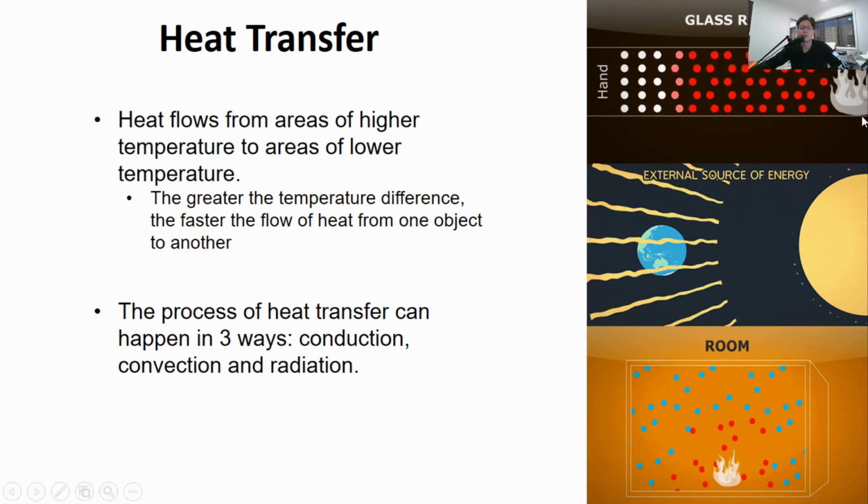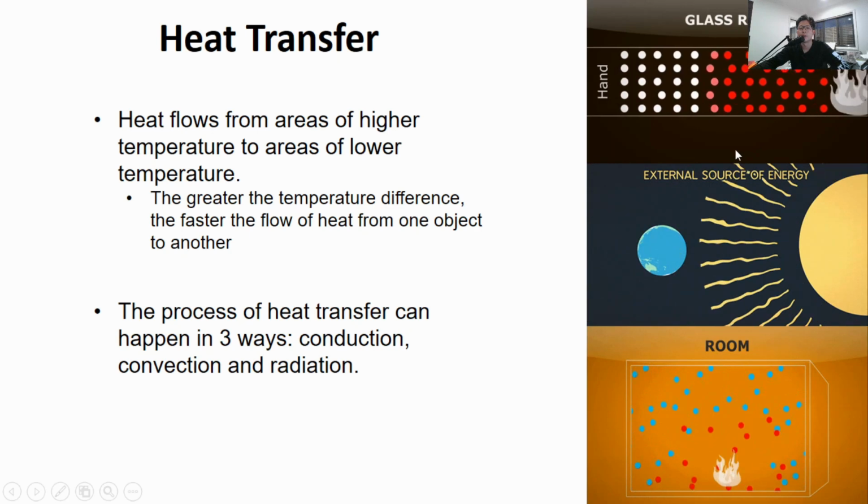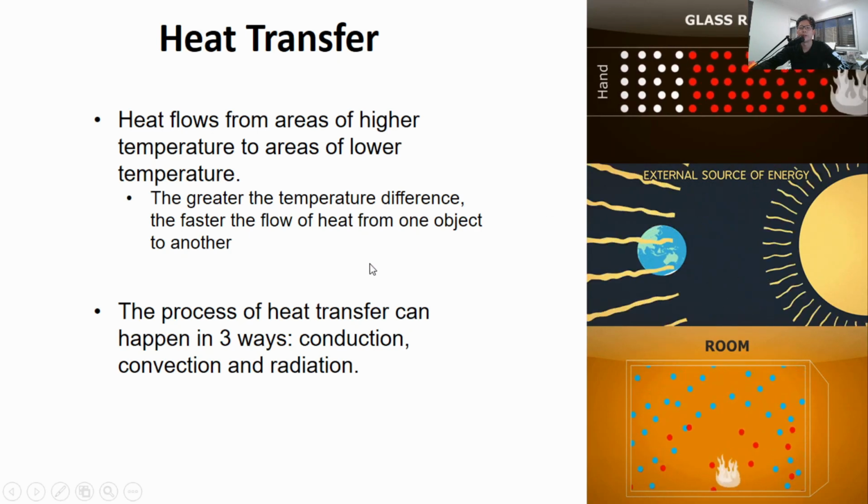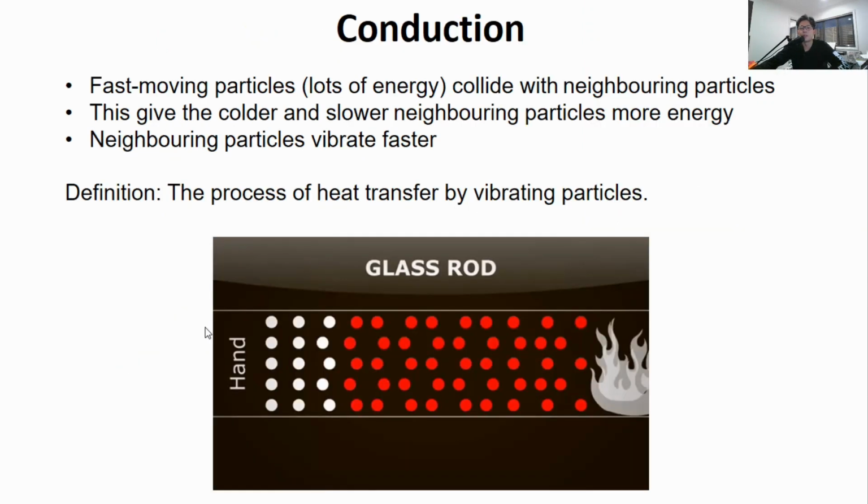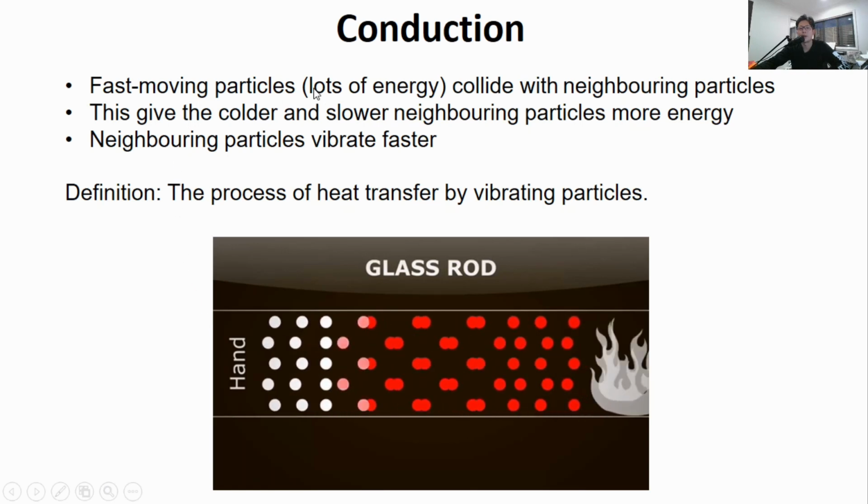So the process of heat transfer can happen in three ways. These are known as conduction, convection, and radiation. So the first method of heat transfer we need to know is conduction. So this involves fast moving particles, lots of energy, colliding with neighboring particles.